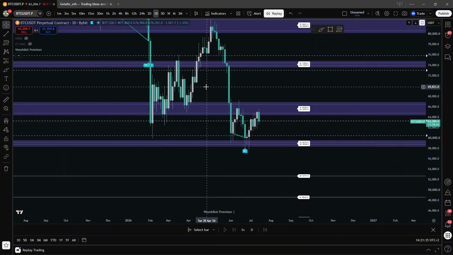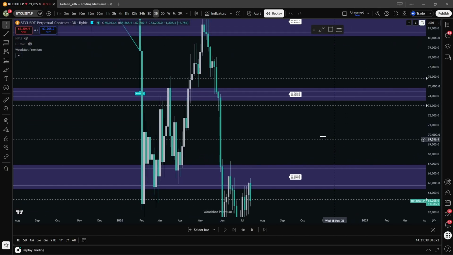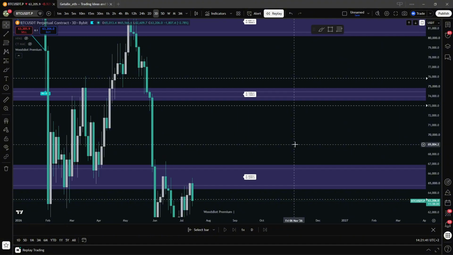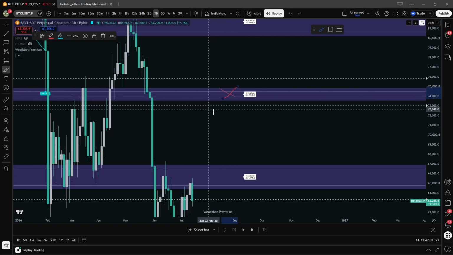And when it comes to the WoodsBot Premium Indicator levels, you can also see that there are different time frames on the indicator, right? In these confluence zones, for example, we have a weekly level and a 3-day level inside this confluence zone, right?